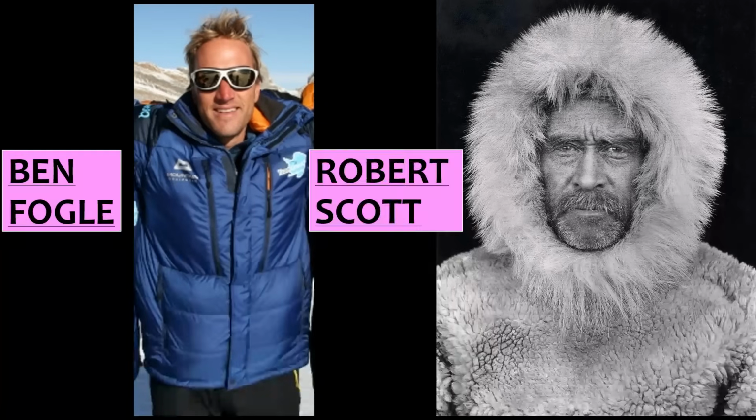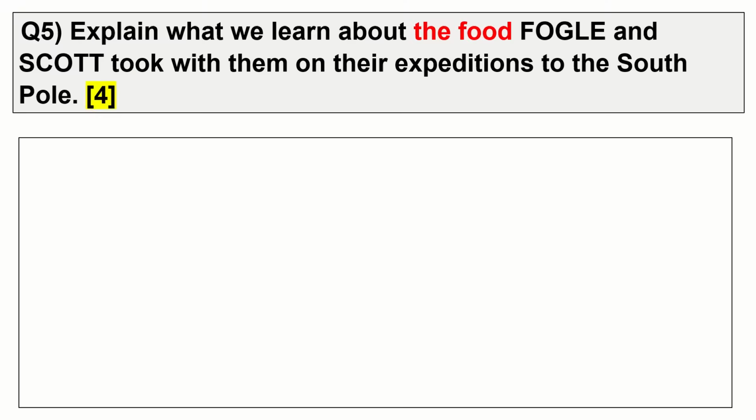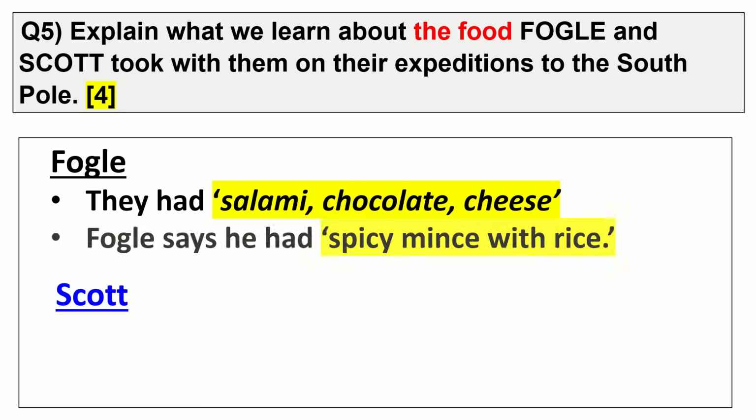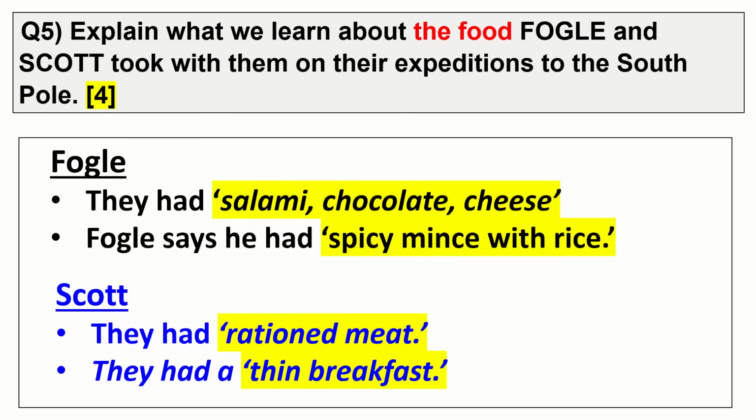You will waste time. Okay, this one is about Ben Fogle and Captain Scott, 2 explorers who went to the South Pole. And again, I'm just showing this as an example. This one was explain briefly what we learn about the food. So all you would do is you put them in different paragraphs with a little sentence starter. Don't just put quotes down. So don't just put salami, chocolate, cheese. Do a little sentence starter and you'll get 4 marks for that.